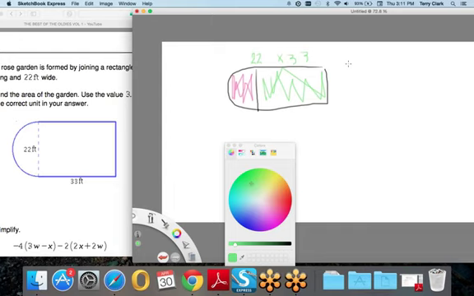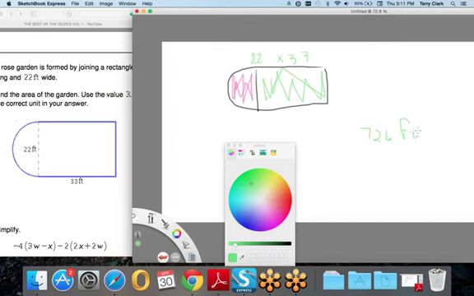So let's go to it. 22 times 33. It's going to be 726. And that's going to be square feet.